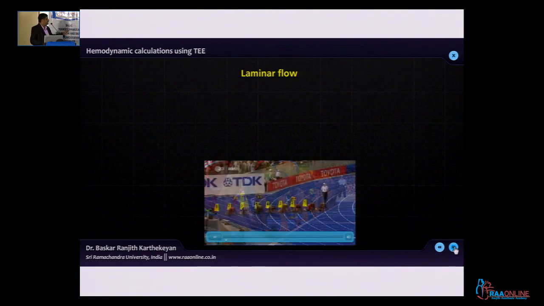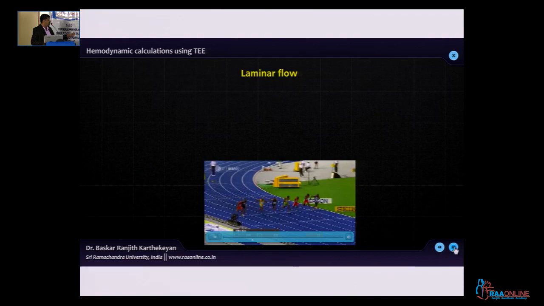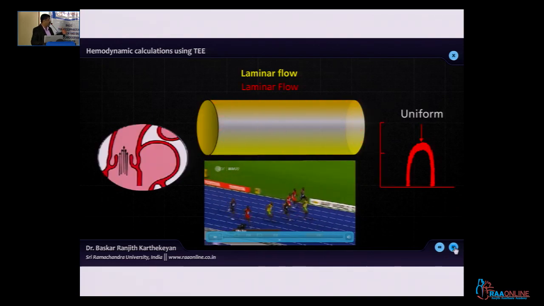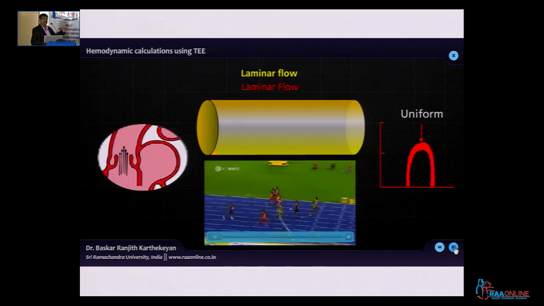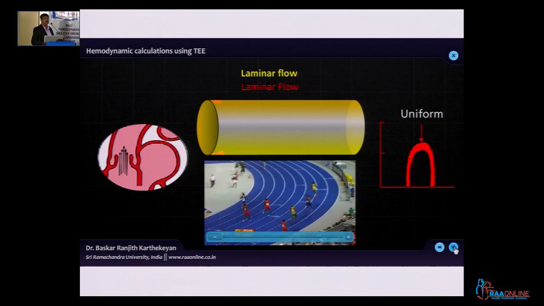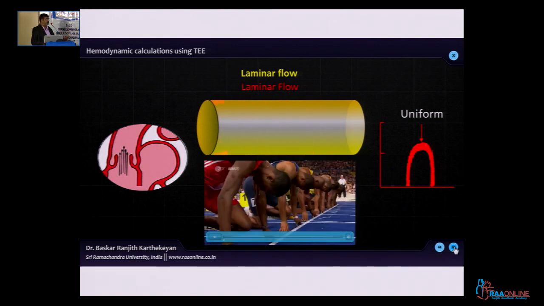To understand it better, this is like a sprint. Everybody starts at the same velocity. You can see the person in the center gaining more velocity. This is like the plug flow. You can see the parabolic flow. The lateral part will have low flow. So all start with the same velocity, but the center part has more velocity. What was plug becomes parabolic. This is a better way to understand laminar flow, and you get a uniform single spectral image.